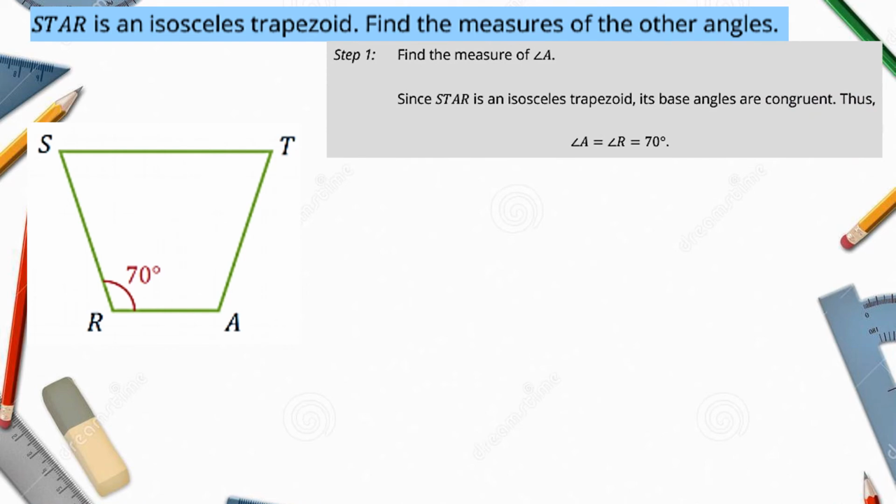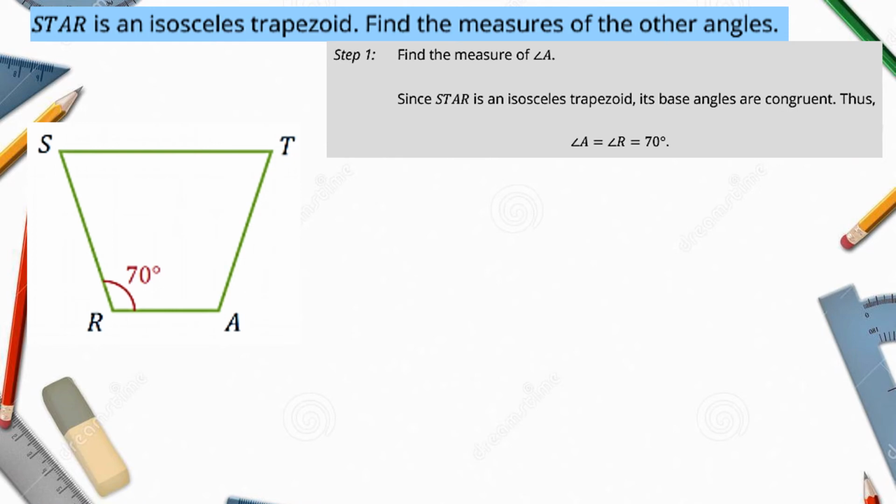Now, let us focus on the angles of an isosceles trapezoid. So, we have the isosceles trapezoid STAR. Given that R is 70 degrees, we need to find the measurement of angle S, angle T, and angle A. So, para madali, since STAR is an isosceles trapezoid, we will solve first for the base. Kasi nga, ang base natin dito ay si R at saka si A.